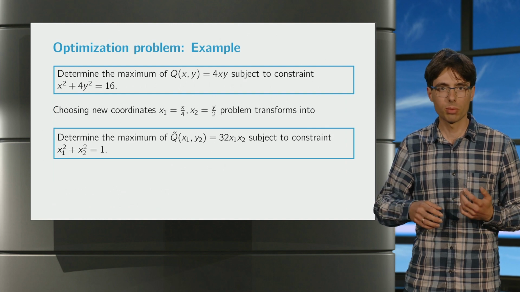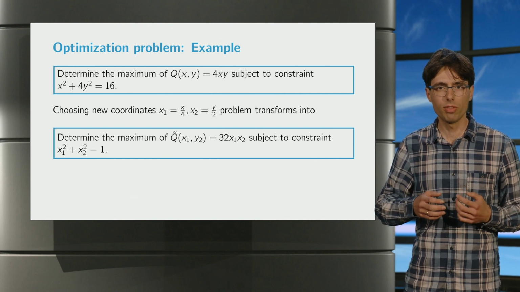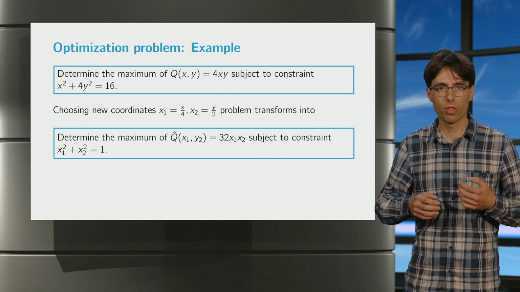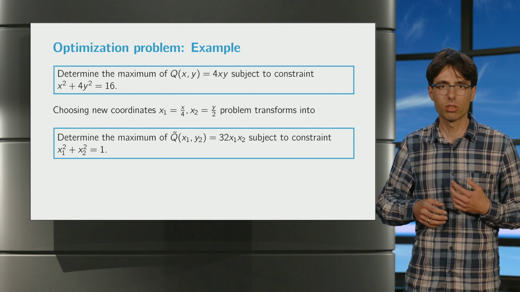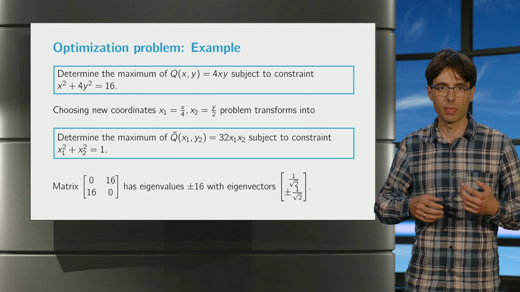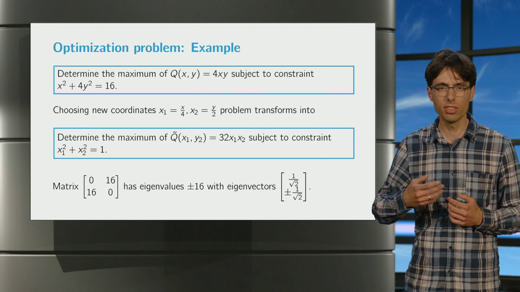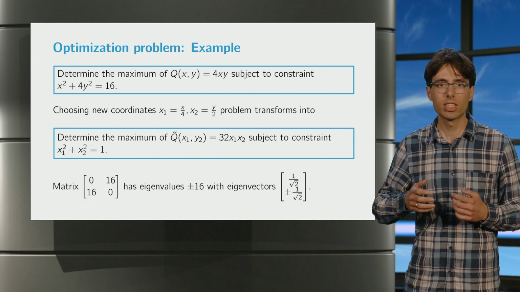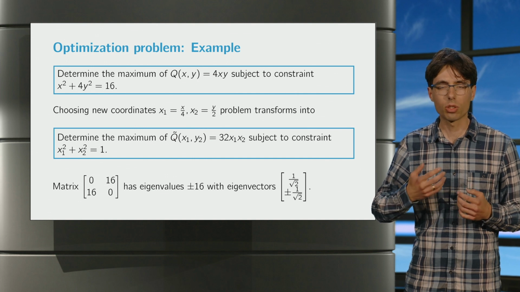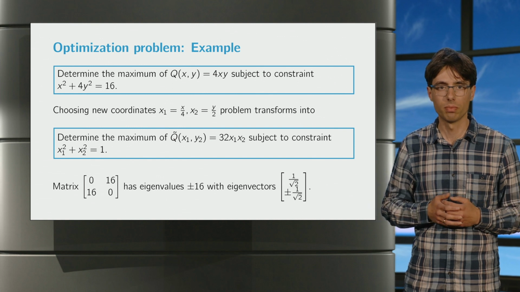Let's now return to the optimization problem from the start of this video. Using new coordinates, we can reformulate the problem as that we want to determine the maximum of the quadratic form 32x1, x2, subject to the constraint that the length of x should be 1. The corresponding symmetric matrix has eigenvalues plus or minus 16. So according to the theorem, the maximal value is the largest eigenvalue, which is 16. And it is attained at the corresponding eigenvector 1 over square root of 2, 1 over square root of 2.